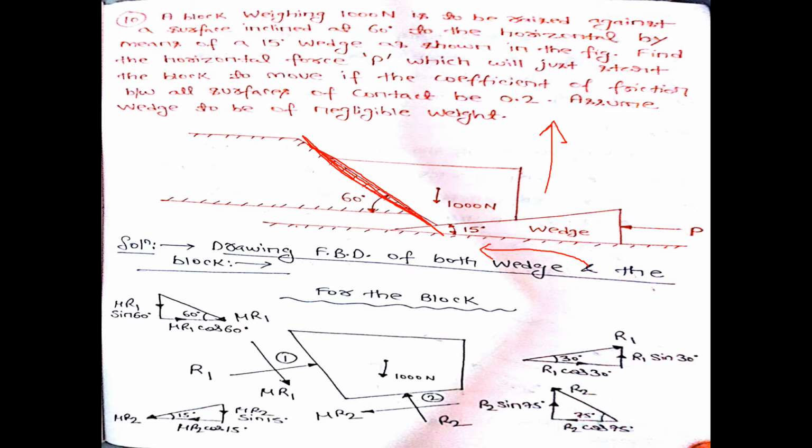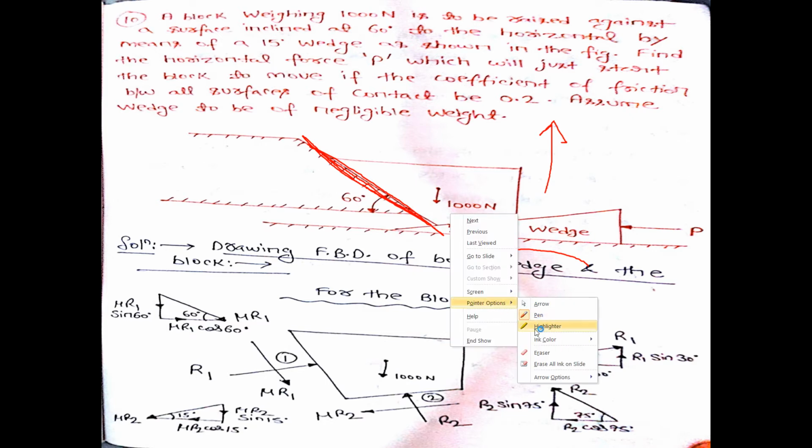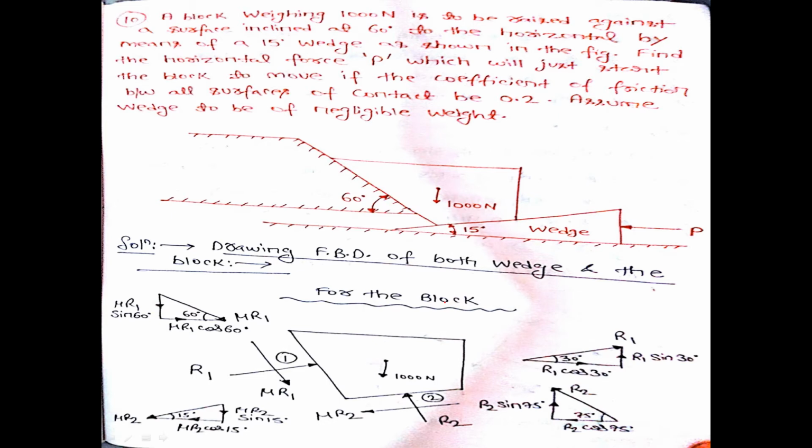Okay. Again the same concept. Individually we have to draw the free body diagram of wedge and the block separately, and we will write down the equations of equilibrium, and from those equations we will try to find out the value of force P. Okay. So let us firstly draw the FBD of the block. This is my block. Weight of the block acting vertically downward, that is 1000 Newton.